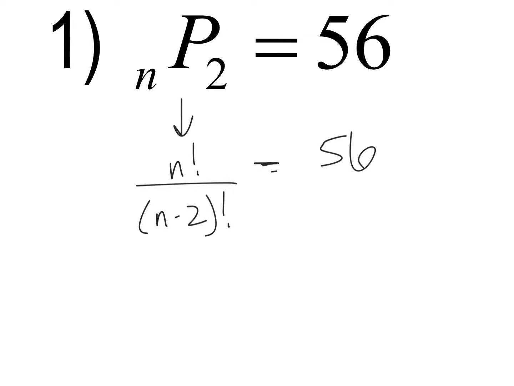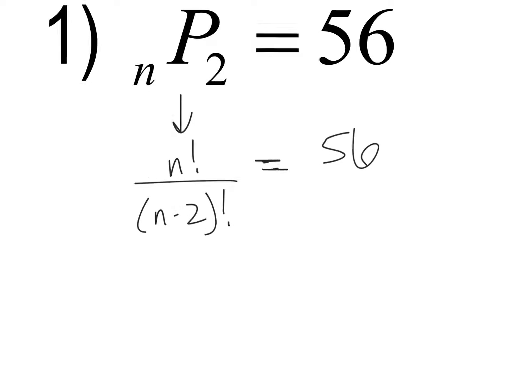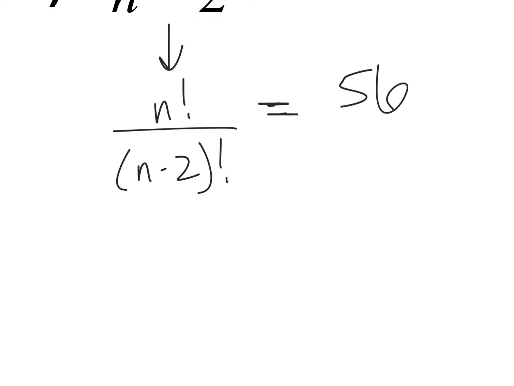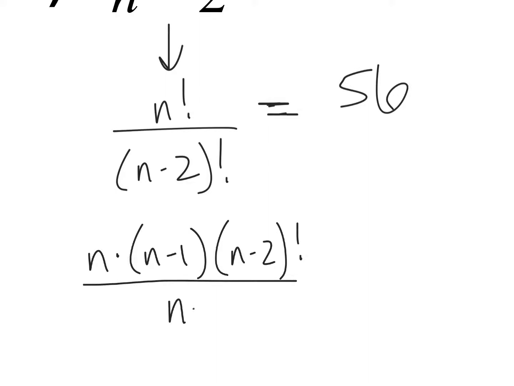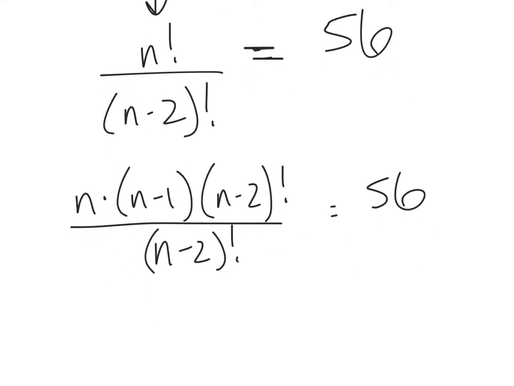Remember, the trick for solving these factorial simplification problems is to start writing the first 2 or first 3 terms from the top. N factorial means n times n minus 1 times n minus 2, on and on. So I'm going to write that there, divided by n minus 2 factorial equals 56. The whole reason I did that is because now I can cancel the n minus 2 factorials. When you distribute here, you get n squared minus n.